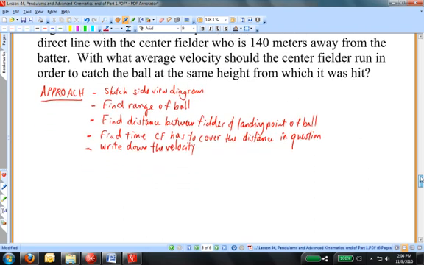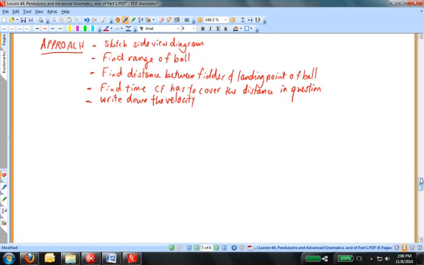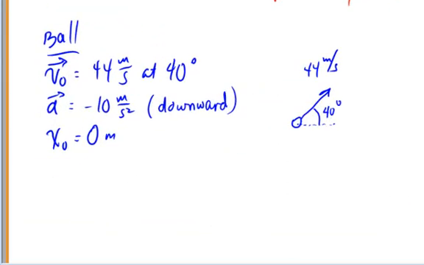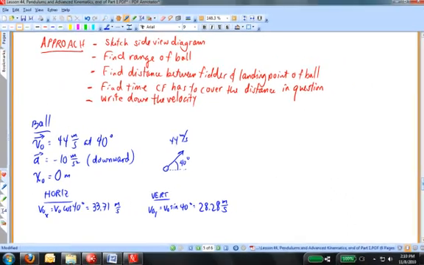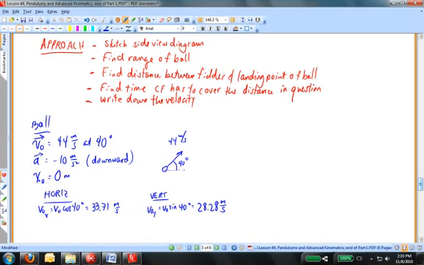So let's focus on the ball at first, and let's write down information we know about the ball. Let's break the initial velocity of the baseball into horizontal and vertical components. I find that the ball starts horizontally at 33.7 meters per second and vertically at 28.3 meters per second. Now what? Well, the ball is going to have a parabolic trajectory, and it's going to take a certain amount of time to reach the fielder's glove, which is at the same level that the ball was hit from.